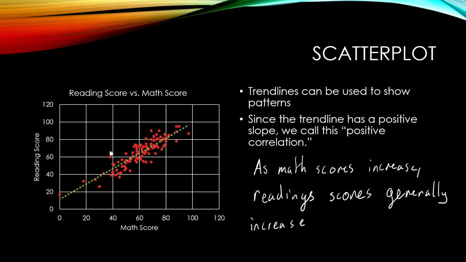For example, here's a student with a lower math score but a higher reading score. And over here, this student has a higher math score but a lower reading score. The line between these two dots is not uphill, but generally we have an increasing trend. So trend lines are about generalities, not what happens between two individual points.